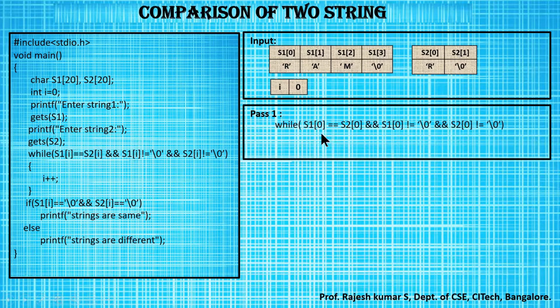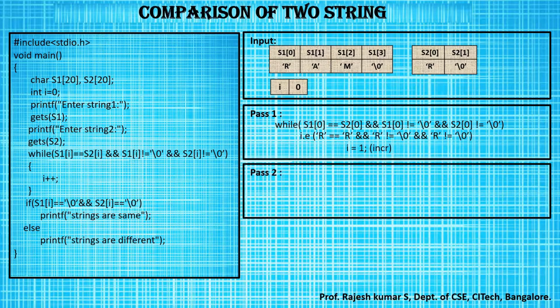First, when I value is 0, we'll check S1 of 0 double equals S2 of 0. What is S1 of 0? R. S2 of 0 is also R. The condition will be true. And R is not equal to null. S1 of 0 is not equal to null. Yes. S2 of 0 not equal to null. Yes. Then what we are confirming is the first characters are the same. In both the strings, the first character is the same. And I'll increment I value. I value will become 1.